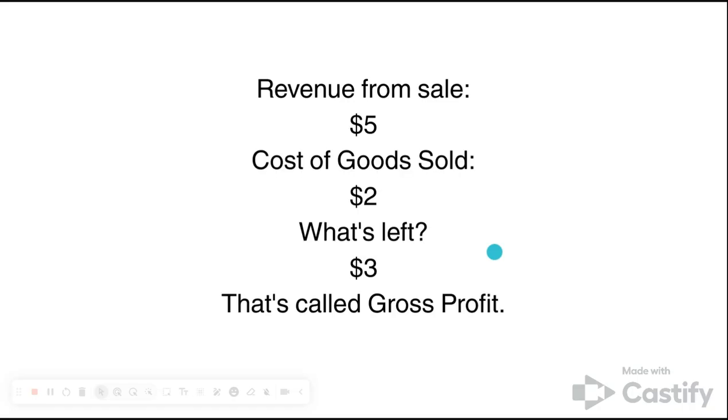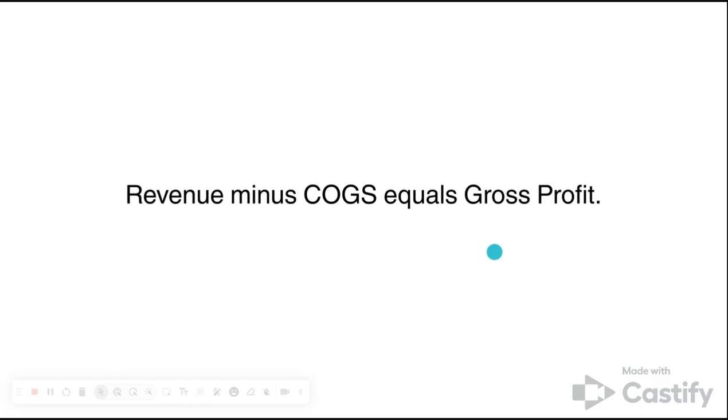So let's break it down. We got $5 from our revenue from sale, and our cost of goods sold was $2. And what's left after that is $3. This is called gross profit. Revenue minus COGS equals gross profit. This is why selling something for $5 doesn't mean you made $5. You first have to cover the cost of creating the product.